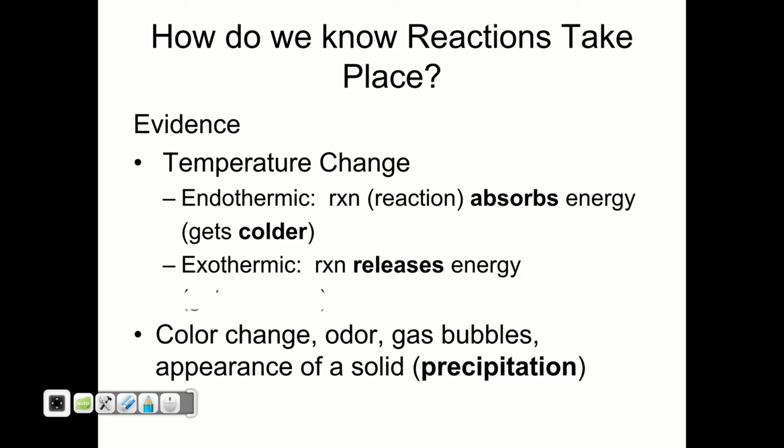Exothermic is the opposite. Exo, exit. That means the energy is being released during the reaction, where actually the chemicals involved are losing energy to the environment, and it feels warmer. Other signs of evidence: color change, odor, gas bubbles, and appearance of a solid, which we call precipitation. All right. If any of these things occur, again, without you physically trying to change the temperature of the object by having it on a hot plate or anything, these are signs that a chemical reaction occurred.